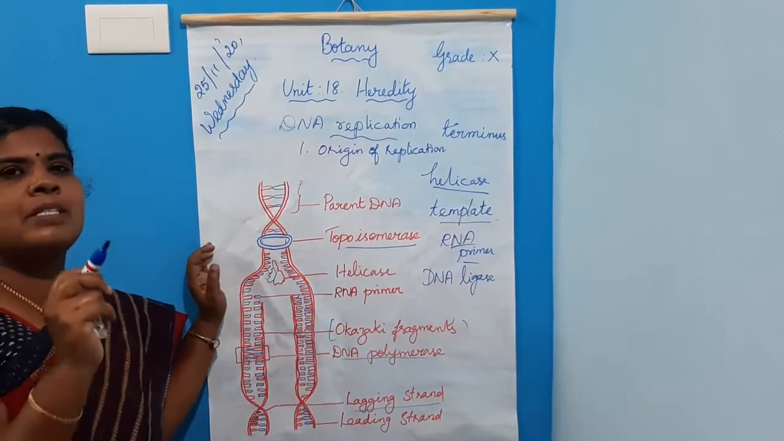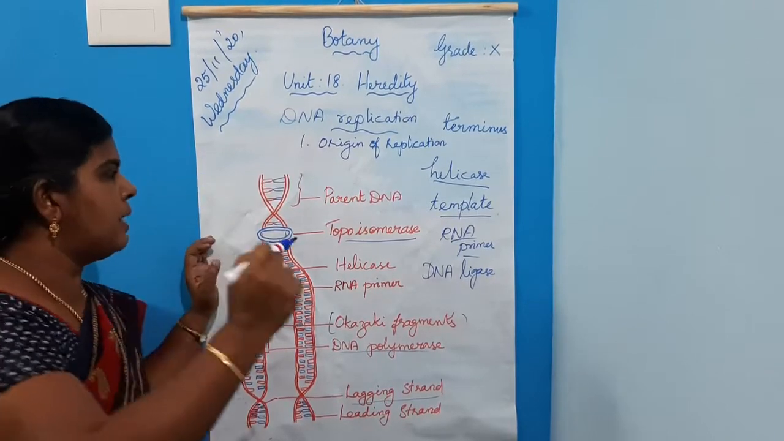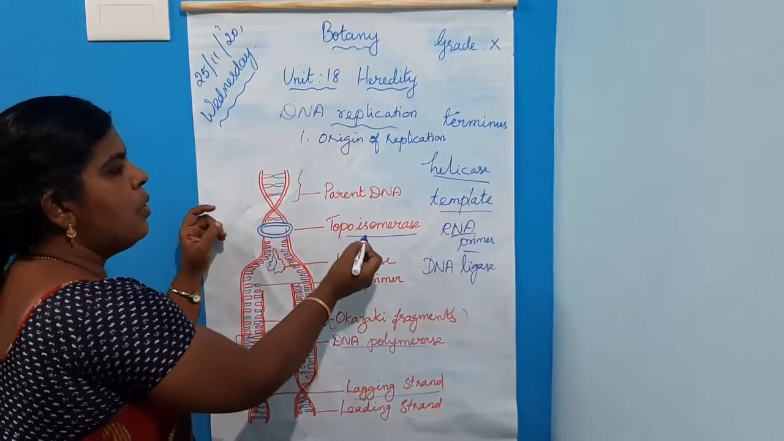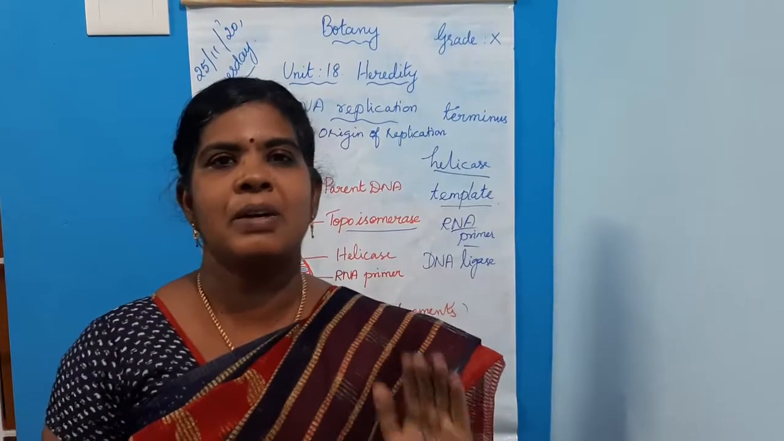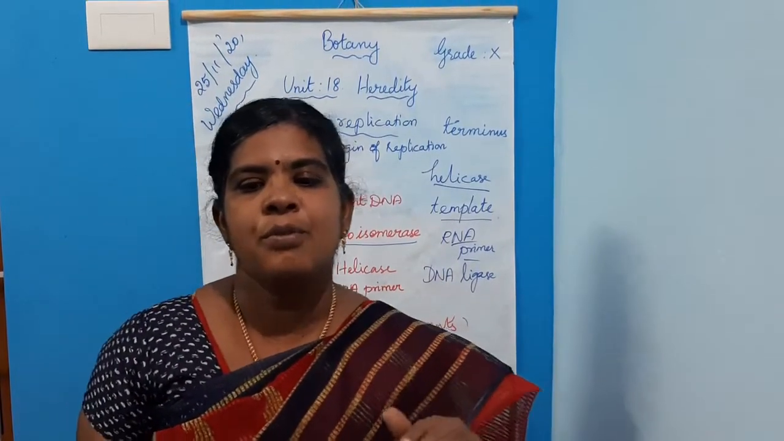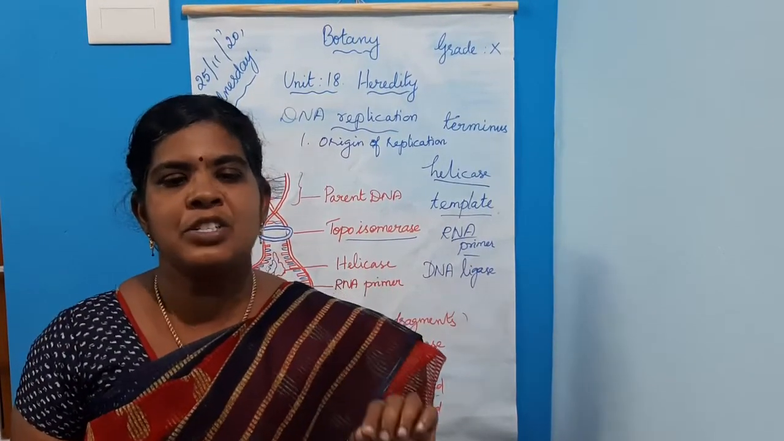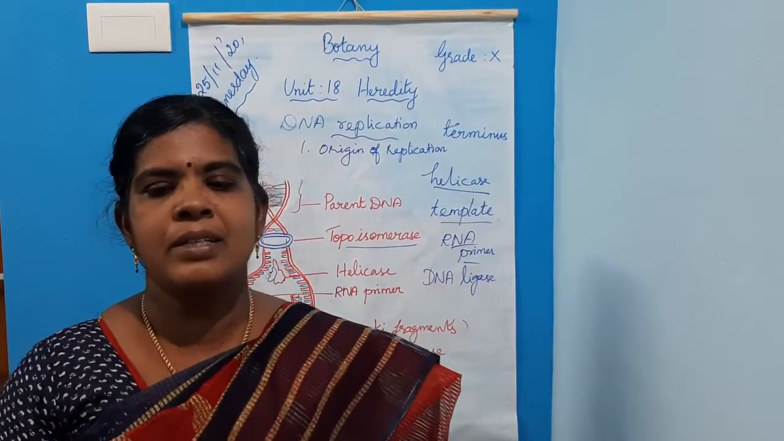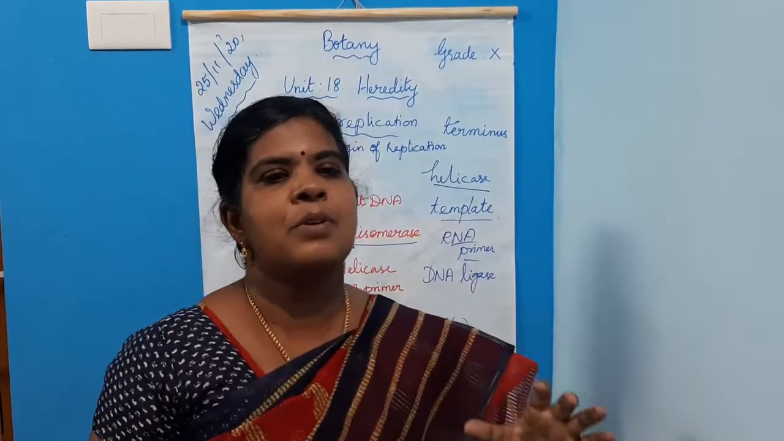Which enzyme is responsible for the separation of DNA strands above the replication fork? Topoisomerase. This enzyme is responsible for the separation of DNA strands above the replication fork. An RNA primer is a short segment of RNA nucleotides, which is synthesized on the DNA template.